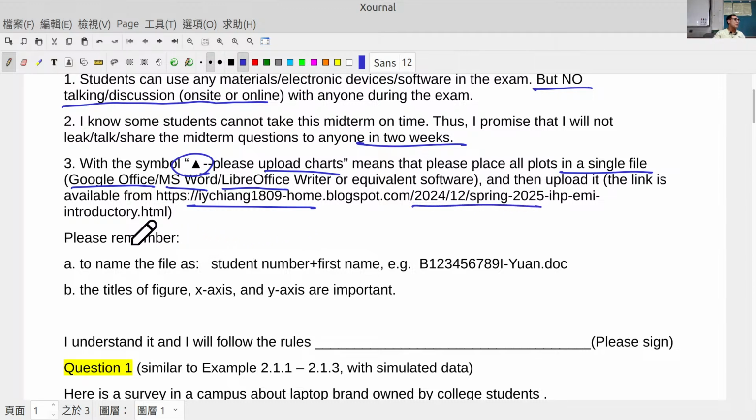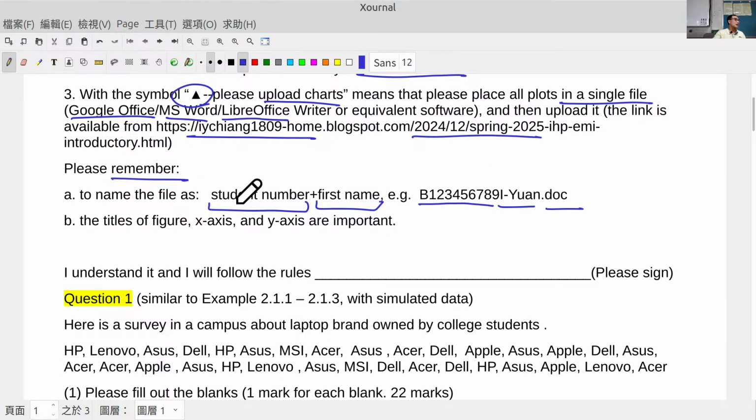Okay. And please remember, the file name should be student number plus your first name. For example, B1234567 I-Yuan.doc. That's okay. And just a reminder, the titles of figure, x-axis, and y-axis are also important. So don't forget this one.